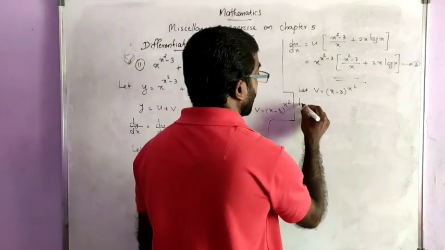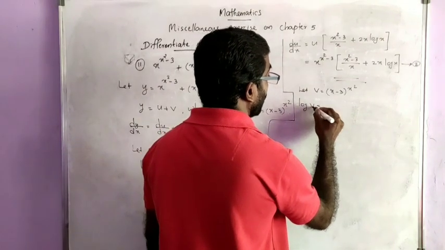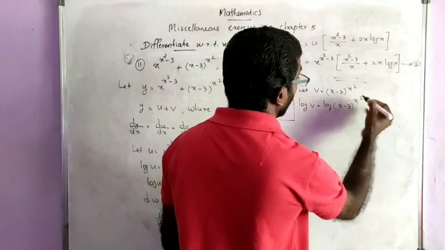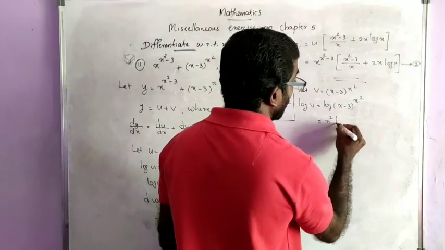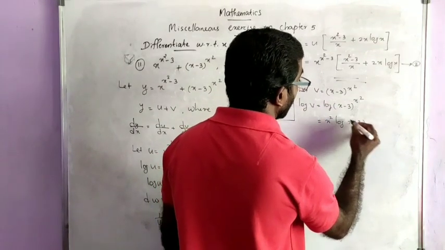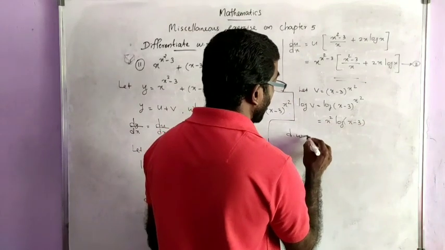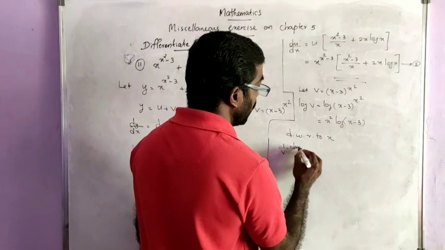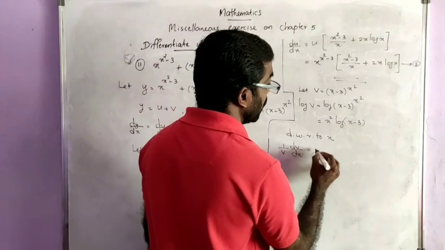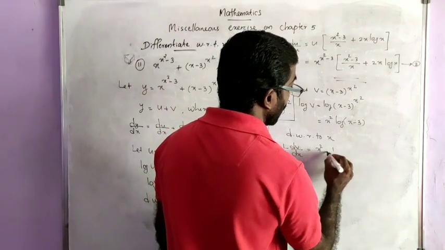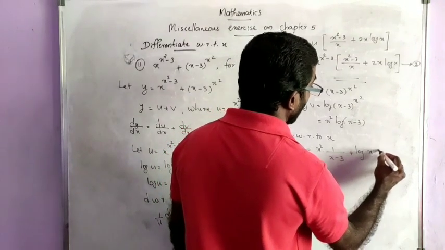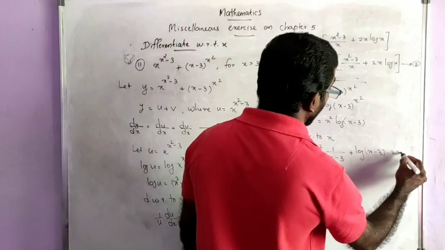And here also we can take the logarithm. log v is equal to log of (x minus 3) the whole raised to x square. That is x square into log(x minus 3). We can differentiate again with respect to x. That is 1 by v into dv by dx is equal to x square into 1 by (x minus 3), then plus log(x minus 3) into x square derivative, 2x.